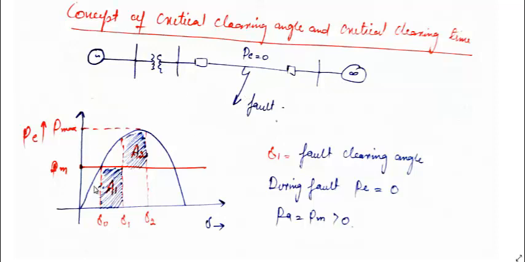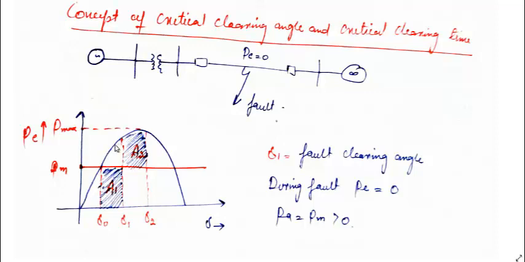Now, let us say our system is operating at point delta naught with mechanical power Pm and electrical power, let us say Pe naught, and the system is stable. Now if a three-phase fault occurs at this point, Pe is equal to 0; there is no electrical power flowing from this side to this side. So when a three-phase fault occurs, electrical power reduces to 0.